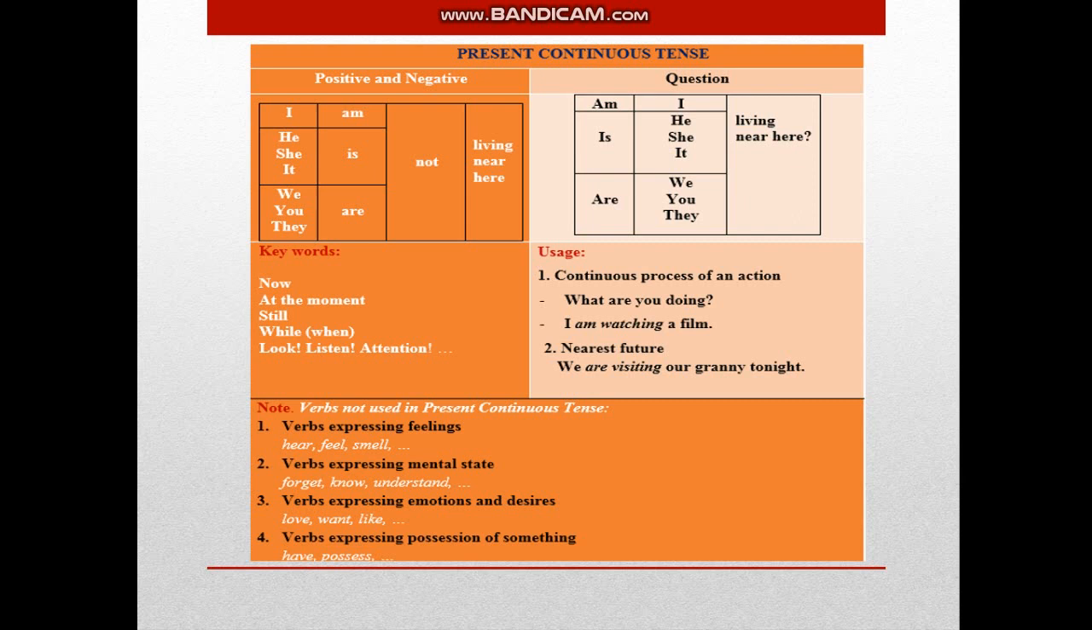The usage of continuous. Continuous process of an action. What are you doing? I'm watching a film. The nearest future we can use for expressing nearest future. We are visiting our granny tonight. We are going to visit granny tonight. The same thing. So we may use for the nearest future to express our plans or how we want to do something. We are just expressing by nearest future.